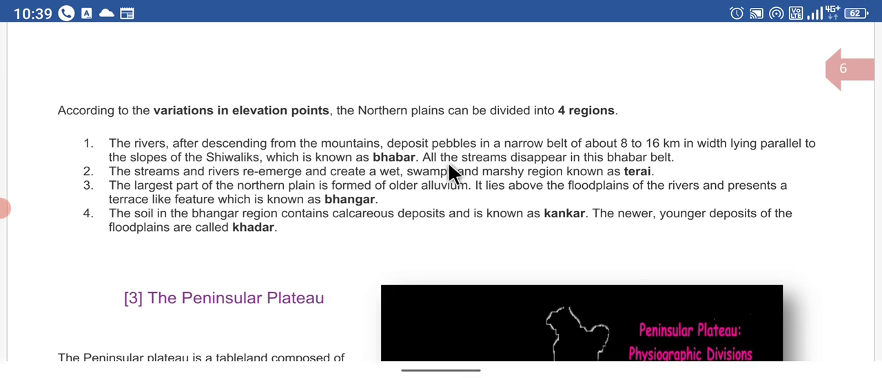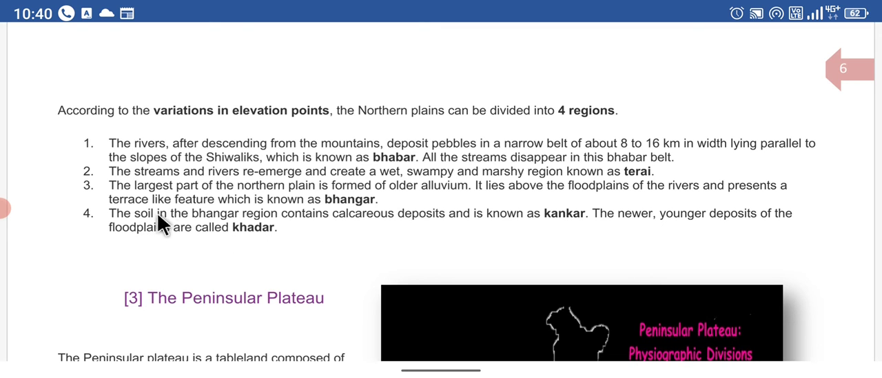In this area, all the streams disappear in the Bhabar belt. The streams and the rivers re-emerge and create a wet, swampy and marshy region which is known as Tarai. Bangar, the largest part of the northern plain, is formed of old alluvium. It lies above the floodplains of the rivers and presents a terrace-like feature which is known as Bangar.